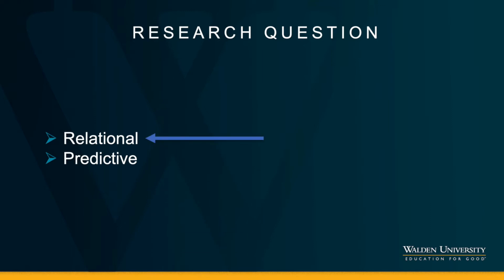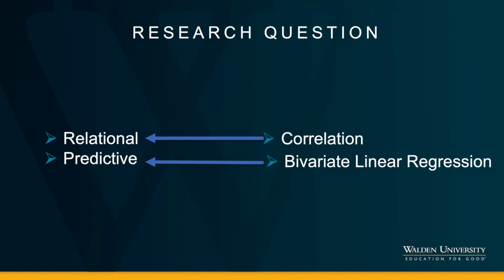Relational questions can be answered with a correlation. In essence, I'm using the word correlation as a synonym for the word relationship. The one variable has a relationship with the other, and the other variable has a relationship with the one. In essence, IV and DV are interchangeable. A predictive research question fits with a linear regression. Now, in this presentation, I'm going to focus on only two variables, and that fits with the bivariate linear regression. At this moment, the independent variable and the dependent variable have been selected. They are not interchangeable because one variable predicts the other variable.